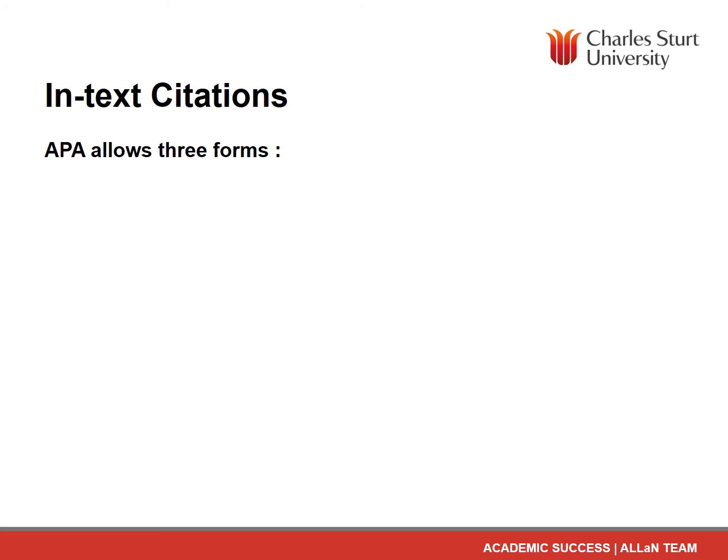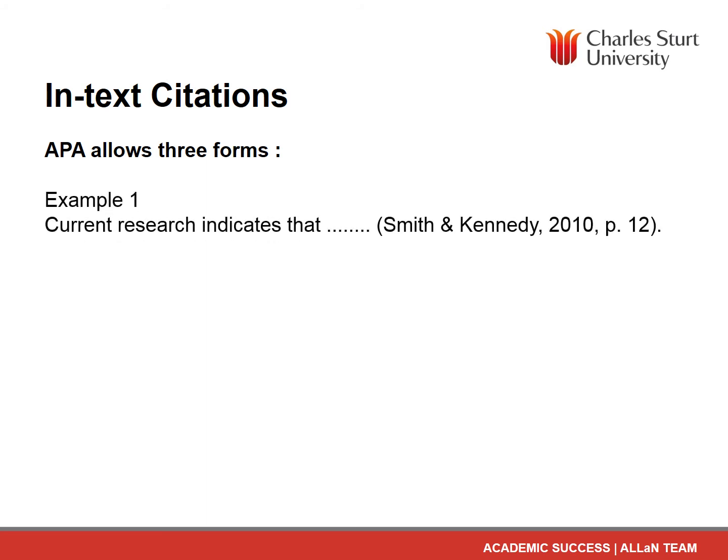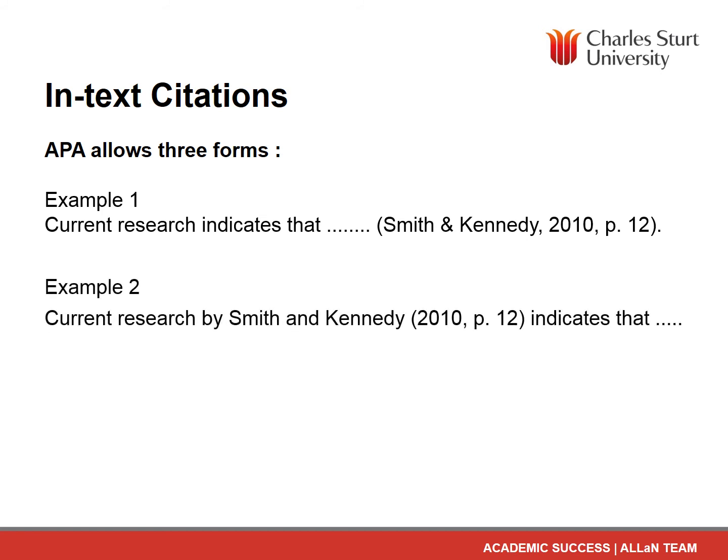Here are 3 examples of correct in-text citations. The first example shows how you would format the in-text citation if you did not want to include the author's name within the body of your sentence. In this case, all the details appear together, within parentheses, immediately following the information to which it relates.